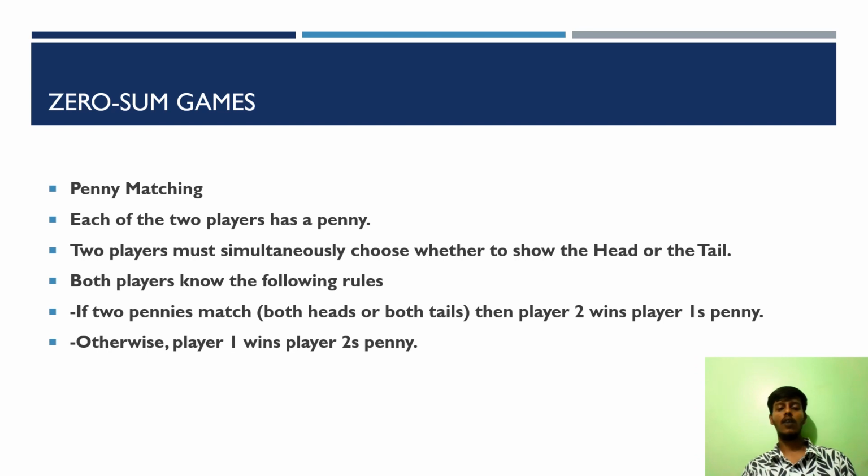A zero-sum game example is penny matching. Each of the two players has a penny. Two players must simultaneously choose whether to show the head or the tail. Both players know the following rules. If the two pennies match, both heads or both tails, then player two wins player one's penny. Otherwise, player one wins player two's penny.